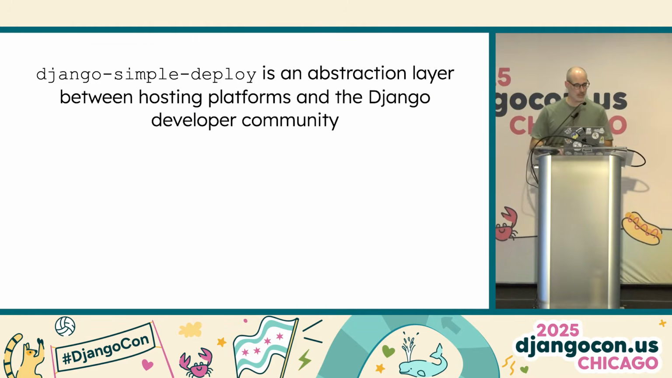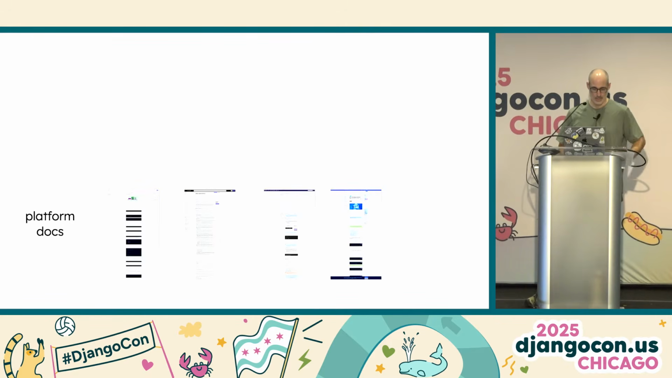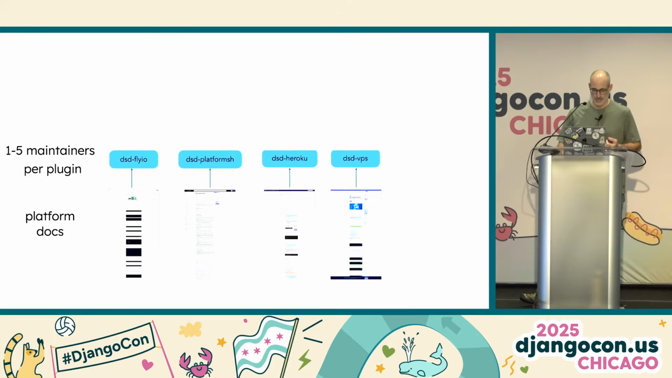Okay. Django-simple-deploy is an abstraction layer between hosting platforms and the Django developer community. These are excerpts of the Django documentation pages for Fly.io, Platform.sh, Heroku, and DigitalOcean. This is where most people go when targeting one of these platforms. We hope you read closely, and I hope that their docs are up to date.